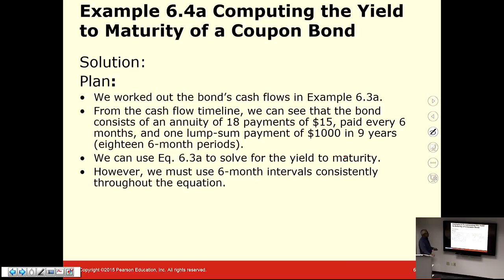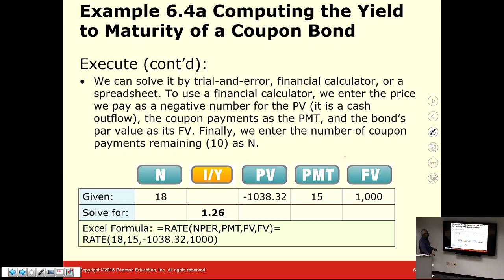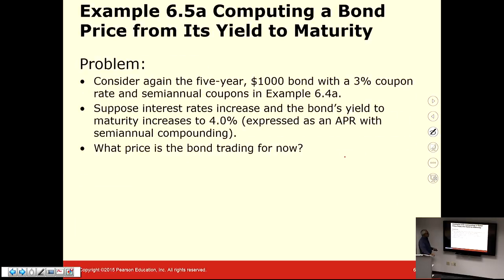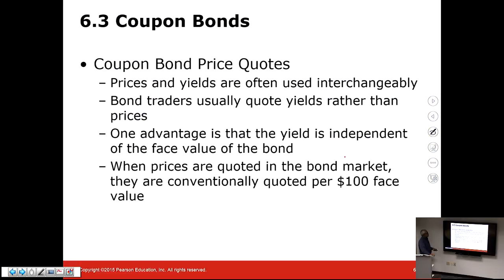So you can practice some of the other examples that are given over here, calculating yield to maturity or calculating bond prices. Let me stop over here and we'll continue with the second part in a minute.